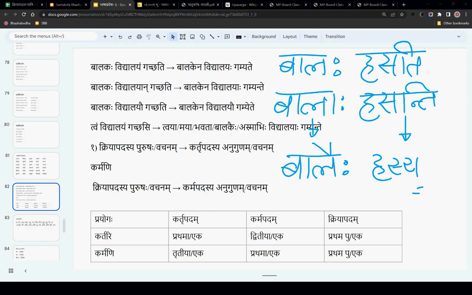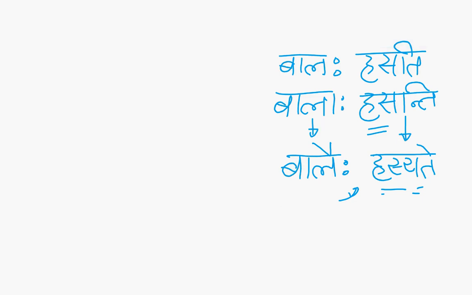Now the question is, because there is no karma pada. If there is a Karmani Prayoga, karma pada asti chet, then there is no question. Then the purusha and vachana of the kriya pada will be as per the karma pada. But here there is no karma pada. So what is the purusha vachana of this? What should it become? Ekavachanameva. So by default, Balaihi hasyate. It is ekavachana, because there is no karma pada. Now you also take the example of aham hasami.